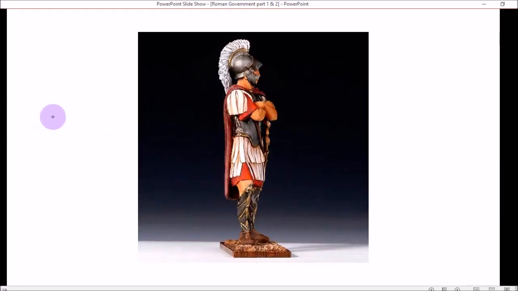This is just like a little toy statue of what a tribune would have looked like.